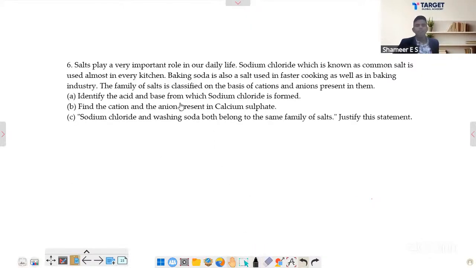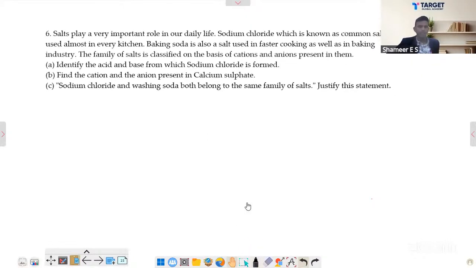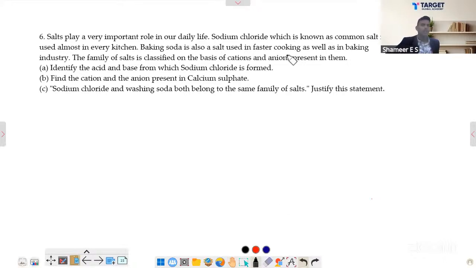Salt plays an important role in our daily life. Sodium chloride, which is known as common salt, is used in almost every kitchen. Baking soda is also a salt, used in fast cooking as well as in the baking industry. The family of salt is classified on the basis of the cations and anions present in it.